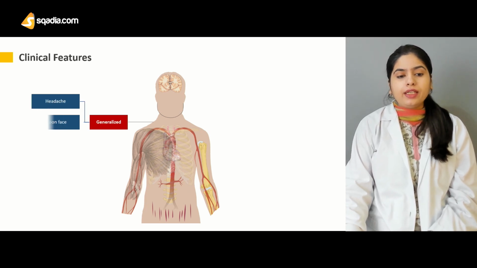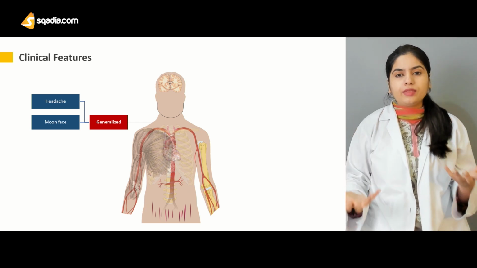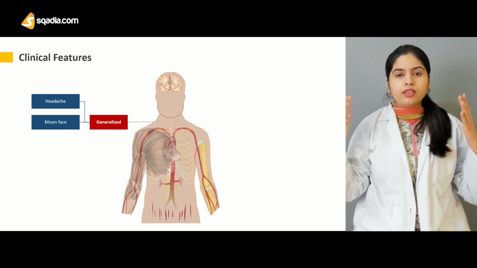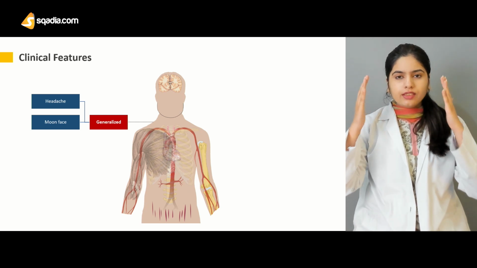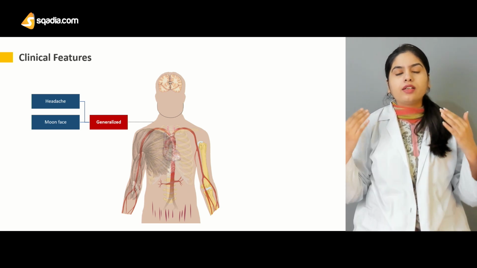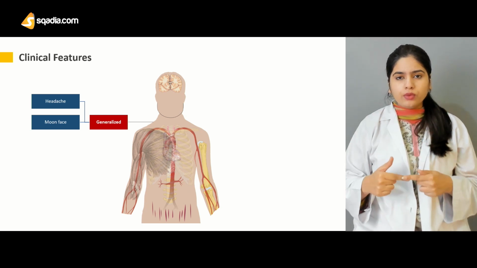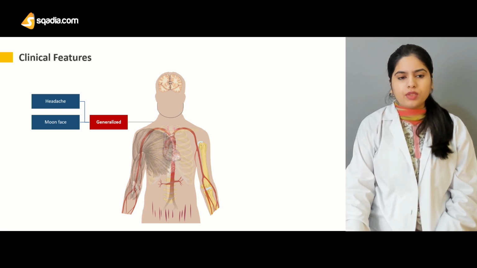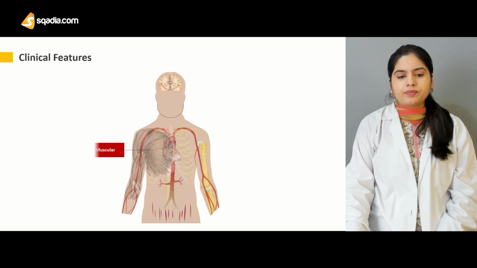Moreover, there can be headache, there can be the moon face. Now, moon face is the most prominent clinical presentation of the patient who is suffering from Cushing syndrome. What happens is that in case of Cushing syndrome, the fats are deposited at the site of the skull. When the fats are deposited there, the face becomes more round, which is known as the moon face, and it is the most prominent symptom of hypercortisolism. There can be the buffalo hump that can be seen in such patients.